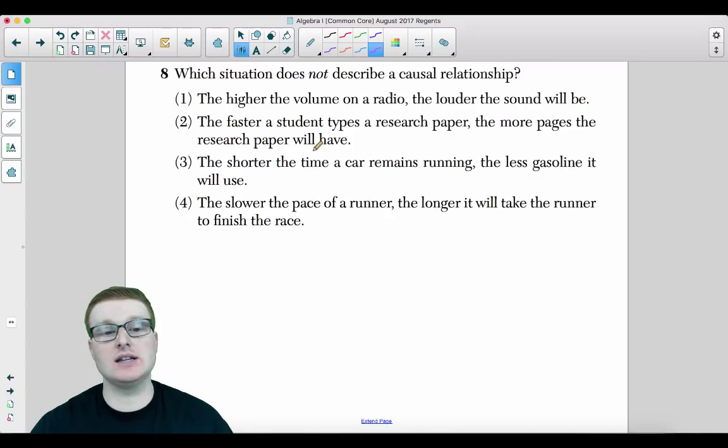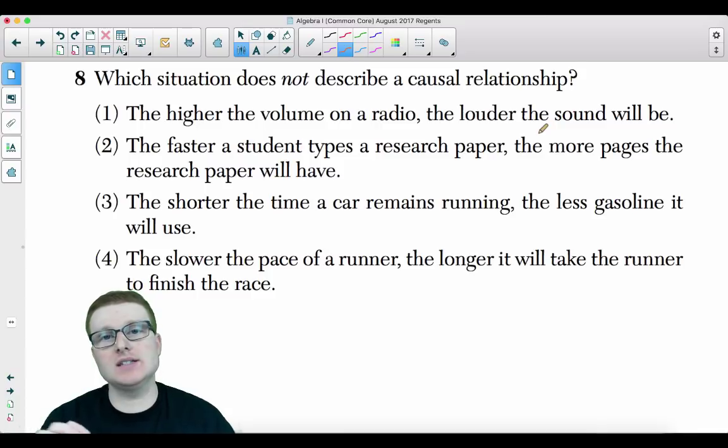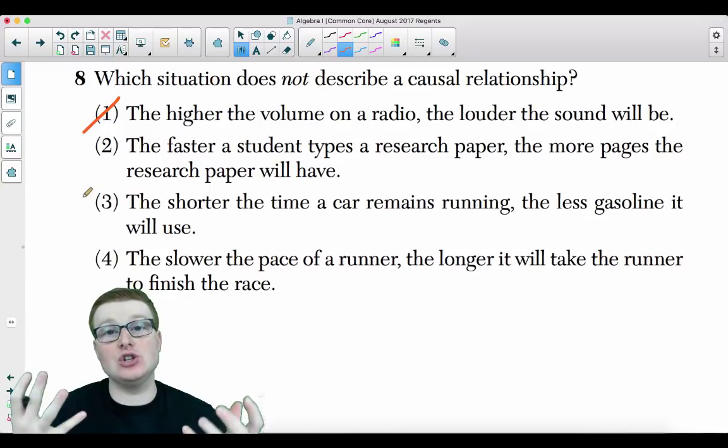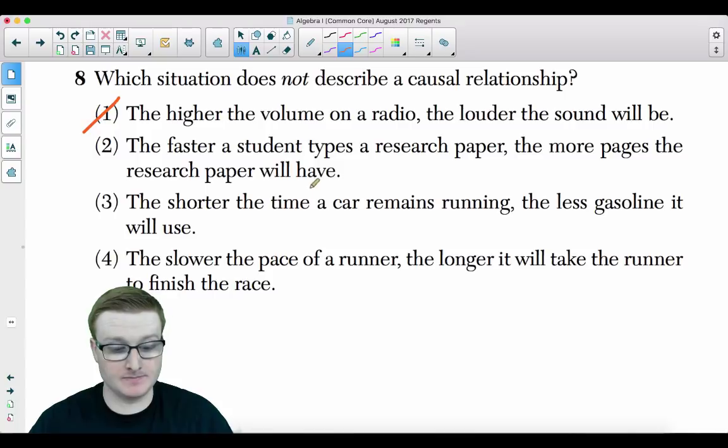Which situation does not describe a causal relationship? A causal relationship. All right, so let's take a look here. Choice 1 says the higher the volume on a radio, the louder the sound will be. Well, if you raise the volume knob on the radio in the car, will the sound get louder? Yeah, so that is a causal relationship. If you turn the dial, the volume goes up. If you do something to the knob, something happens to the volume.